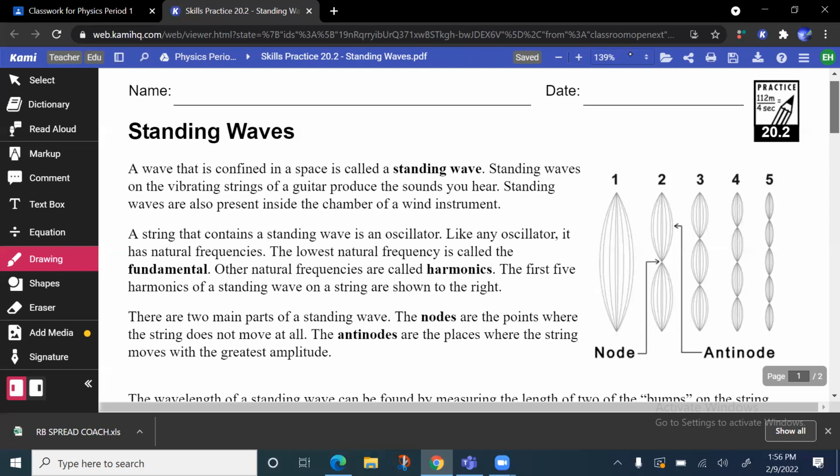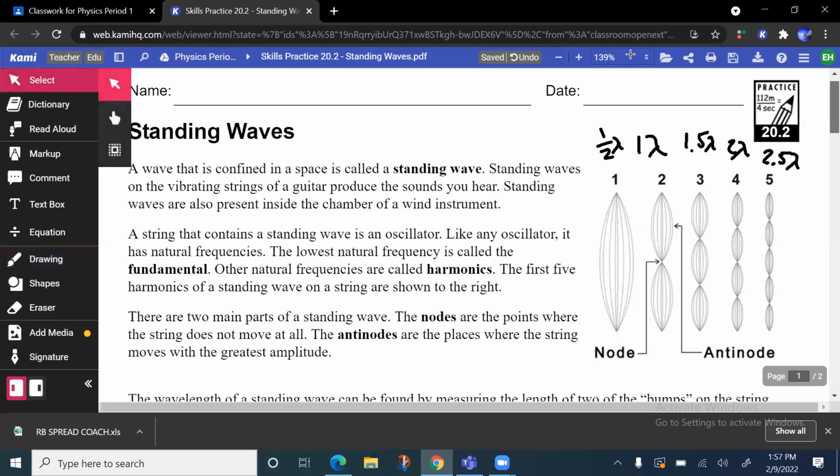Remember what we're given. Here we're given half a wave. Here we're given 1 full wave. The third harmonic we're given 1.5 waves. The fourth harmonic we're given 2 full waves. And the fifth harmonic we're given 2.5 waves. You can see that represented when we do this to the picture.